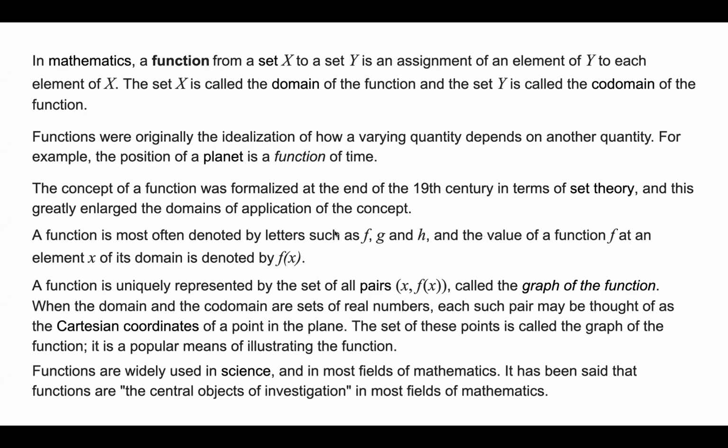What we take as f of x, f of x is the function of x. Here x is the varying quantity depending on this function. A function is uniquely represented by the set of all pairs x and f of x. The ordered pair here, x and f of x, is called the graph of the function.